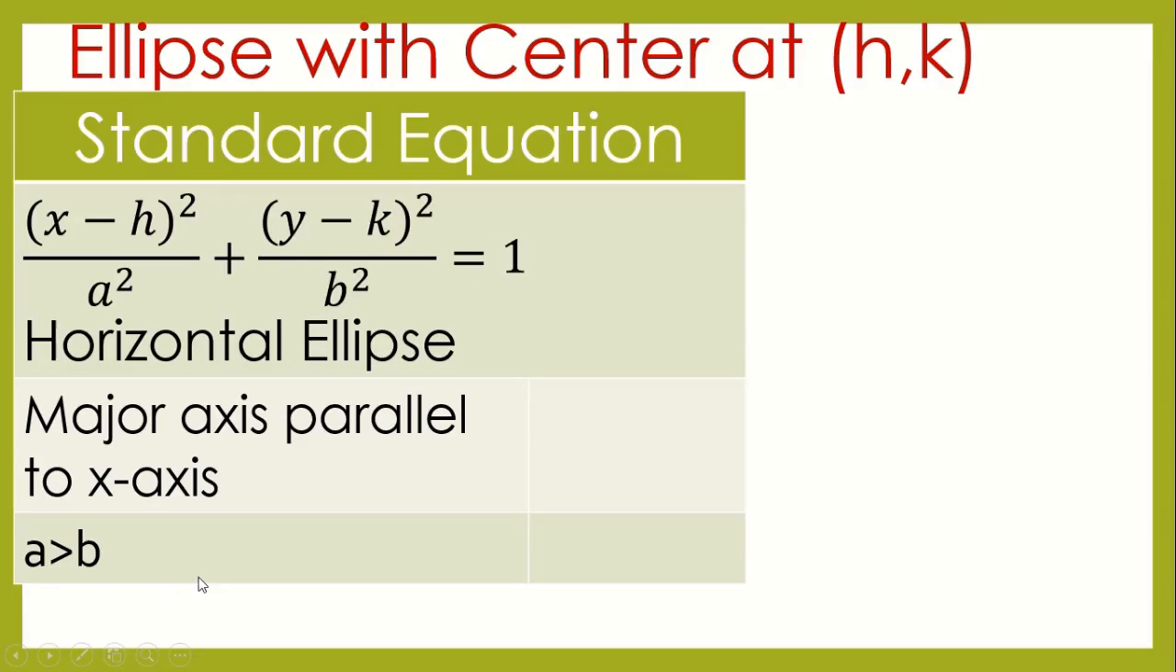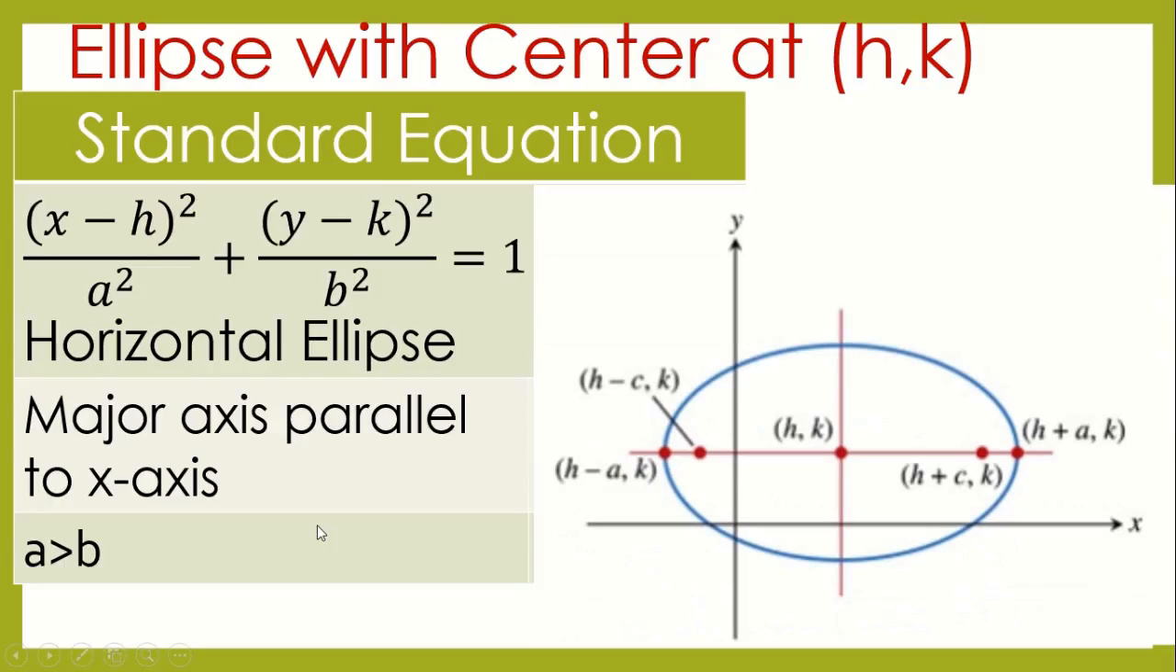The first equation in standard form is (x minus h) squared all over a squared plus (y minus k) squared all over b squared equals 1. Now, the graph of this ellipse is horizontal and the major axis is parallel to x-axis. And always remember that a is always greater than b. And here is the equivalent graph of this standard equation.